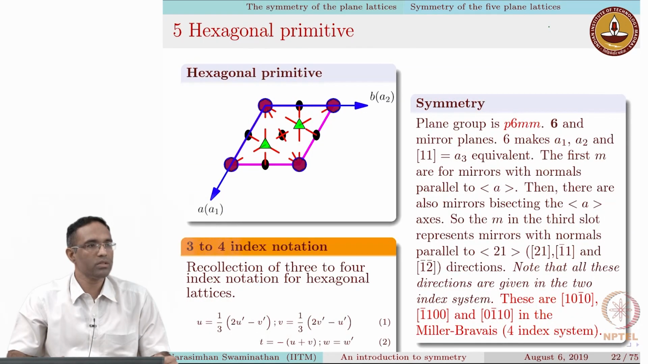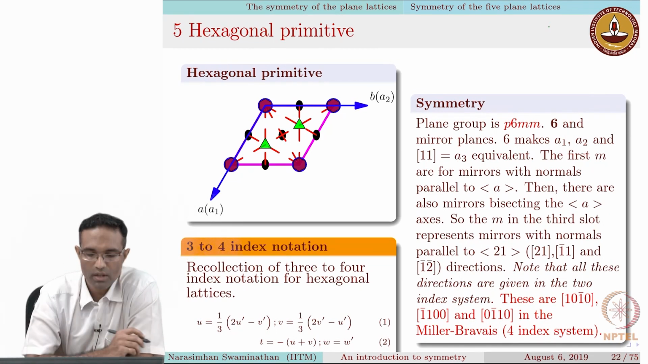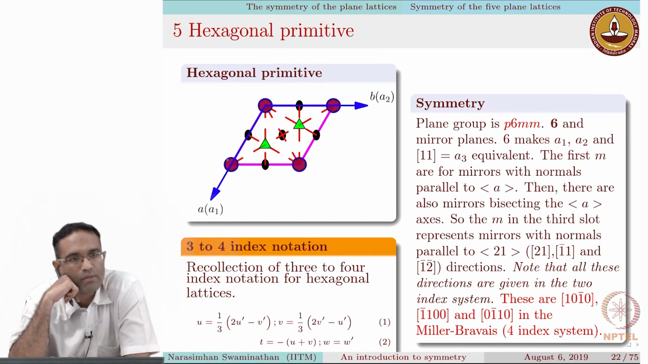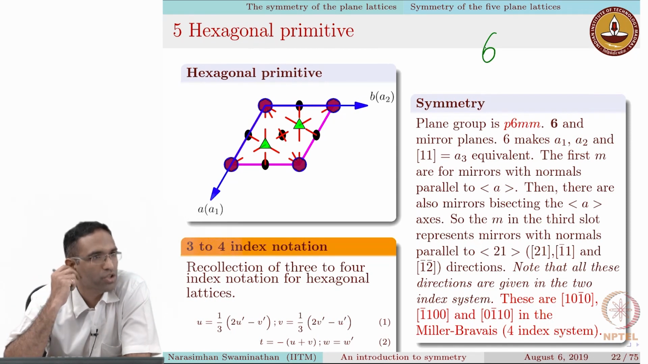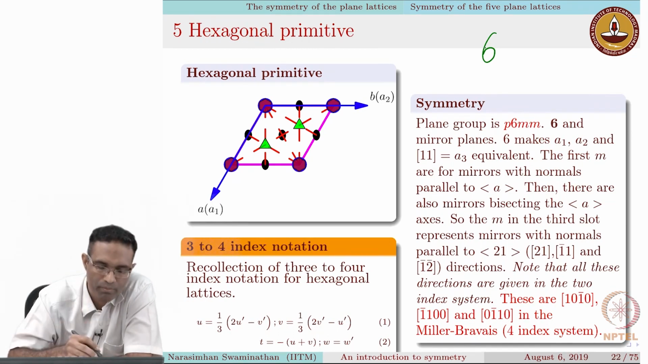Finally, we have what is referred to as the hexagonal primitive Bravais lattice. Again, this is a little bit more involved. So what is the symmetry operator that you can think of as far as the rotation is concerned? There is a 6-fold rotation, right? 6-fold rotation means by 60 degrees. So if I am rotating by 60 degrees, certain things happen.